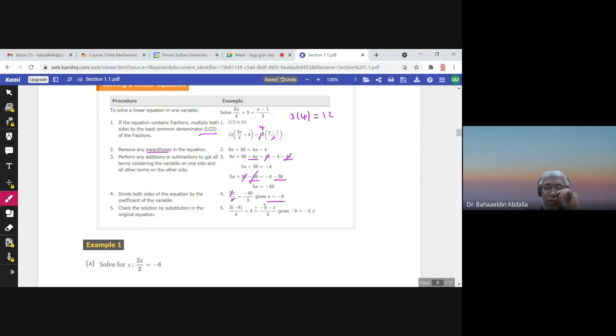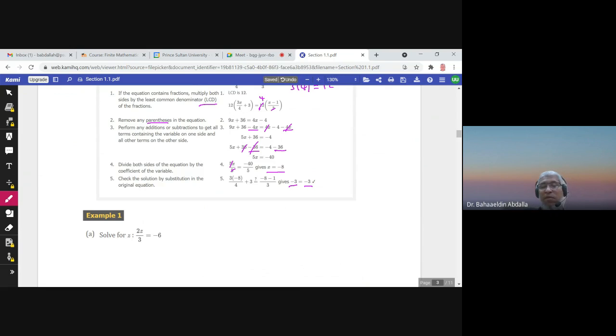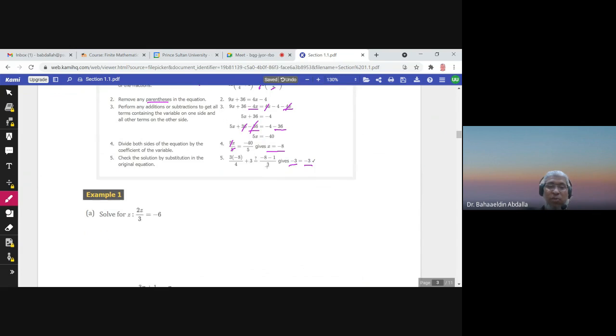Finally, you need to check your solution. Check that you did not make any mistake here. Put negative 8 in the original equation. Replace x by negative 8 and check whether the left-hand side equals the right-hand side or not. If it doesn't equal, it means you made a mistake here. So you go back and check your steps.